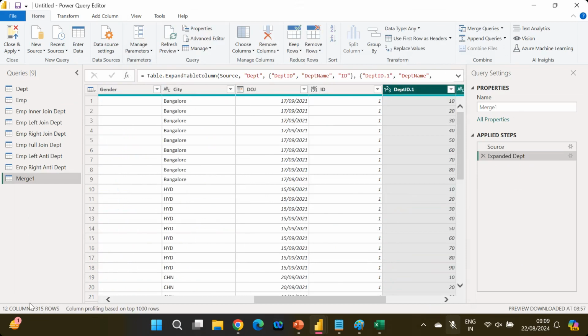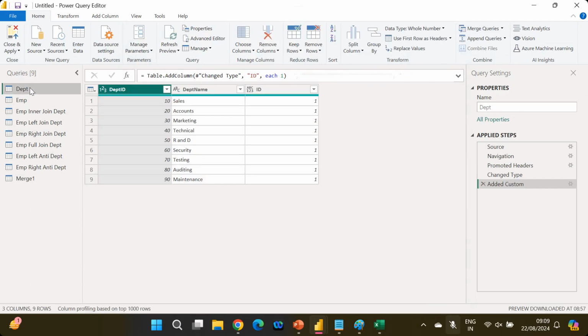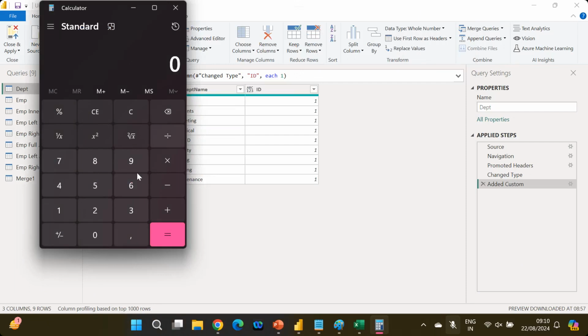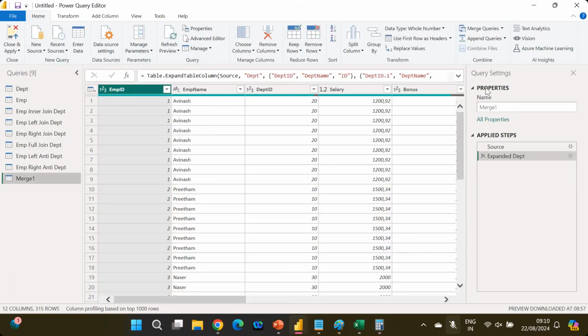So you will be able to get 315 rows, because in this table we have 35 and in this table we have 9 rows. Okay, use a calculator. 35 multiplied by 9 is equivalent to 315. So these are the rows here, 315 rows. So this is your employee cross join your department.